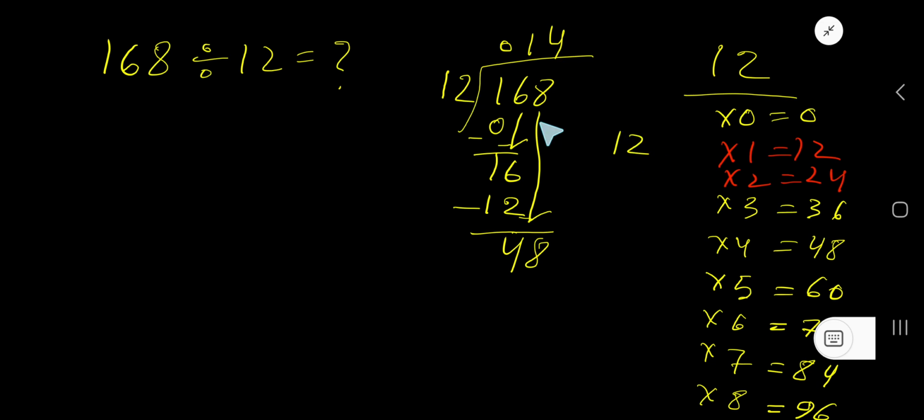Let me check. 4 times 12. 4 times 2 is 8, 4 times 1 is 4, so 48. Right? So 4 times 12 is 48. Subtract, 0.